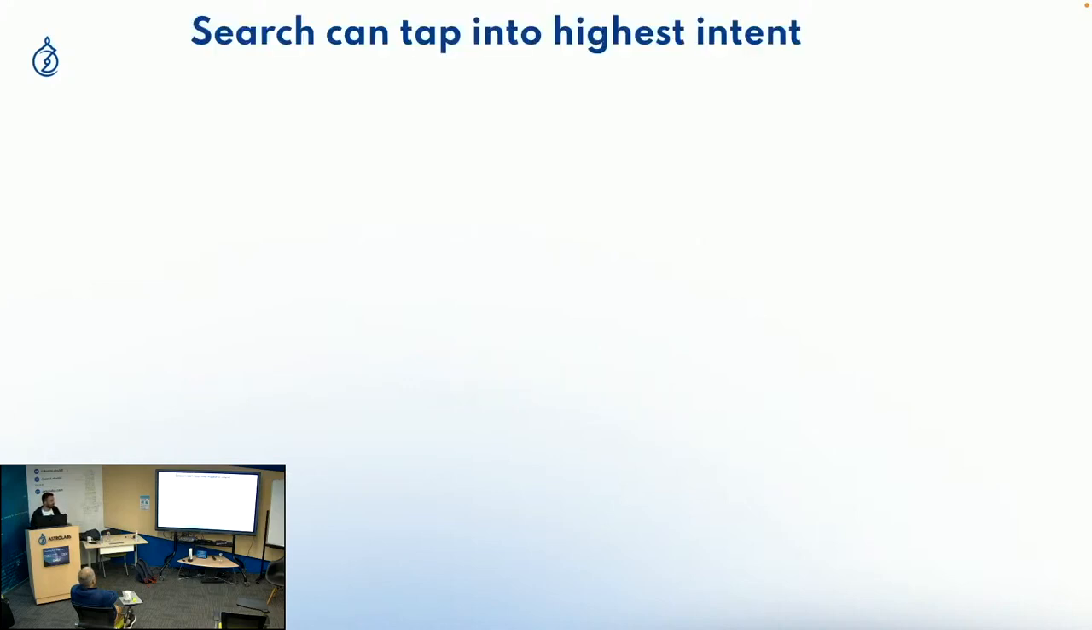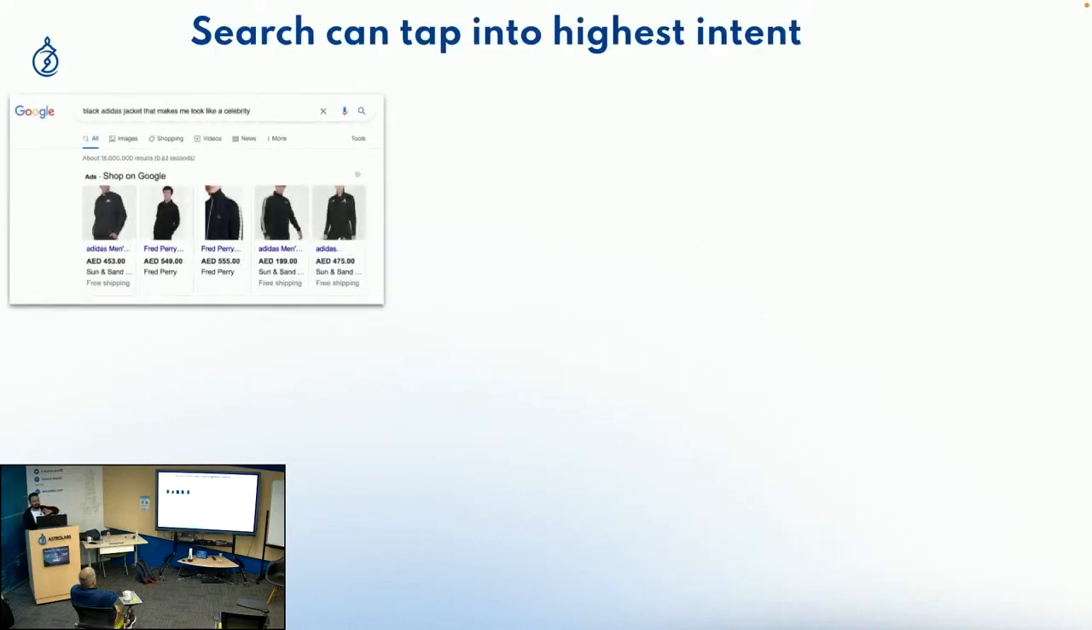Now, how do we capture that? All of you might have seen an ad like this. Yeah, it's a shopping ad. It is triggered only when somebody searches for something. For example, in this case, I searched for black Adidas jacket that makes me look like a celebrity. You will be shocked to know what kind of search queries you have on Google. So if you search for something like this, Google will exactly show you a black Adidas jacket.